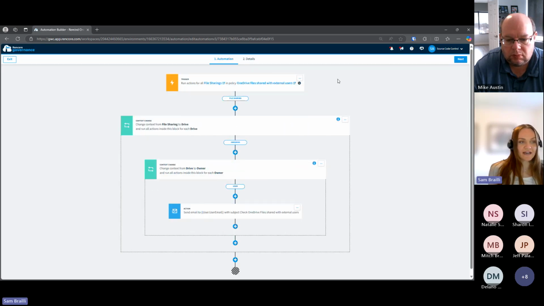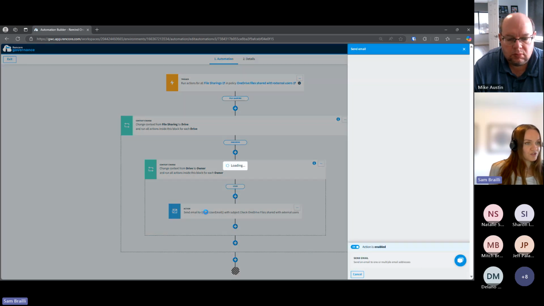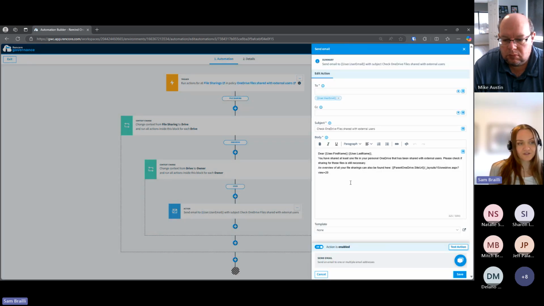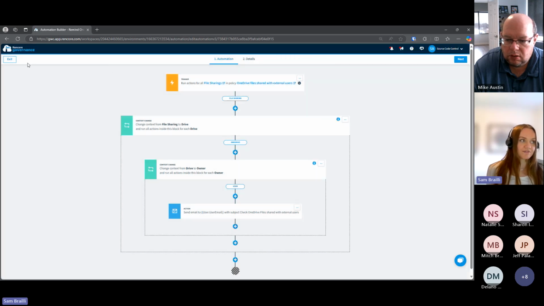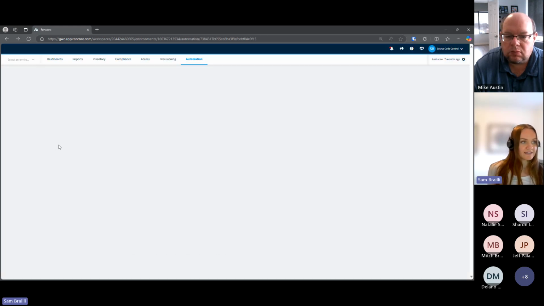You can see here it's a process flow. So what trigger do we want? This is relating to file sharings. You can then set it up so that it will send an email to the owner of the file that's been shared to remind them that that OneDrive file has been shared, so they need to check if it's still necessary. That's just one small example of how you could set up automations.